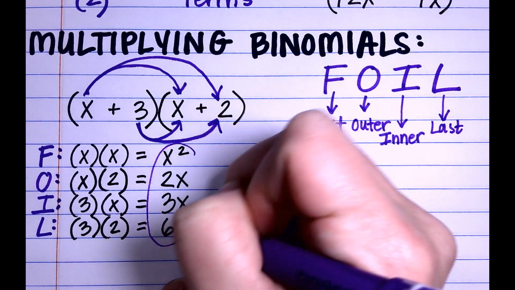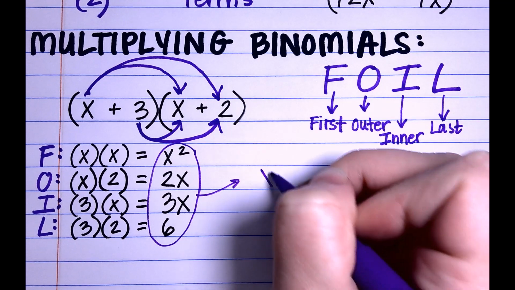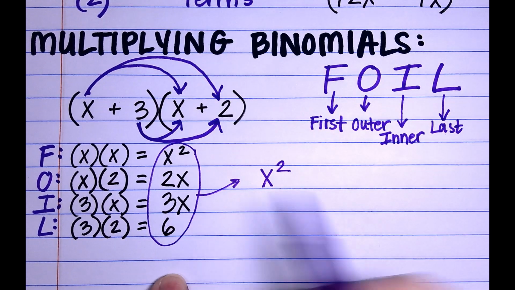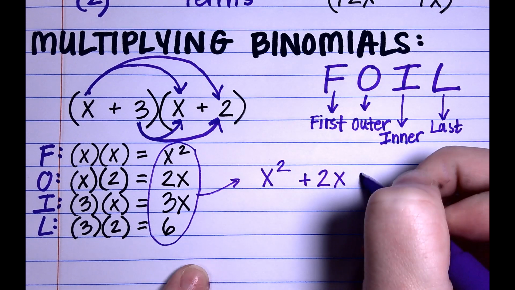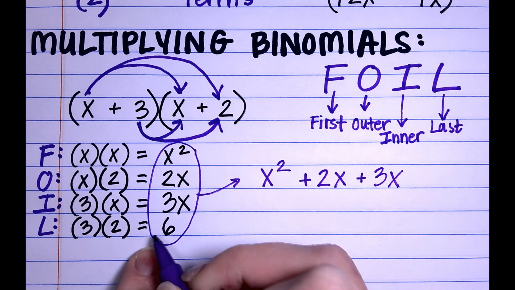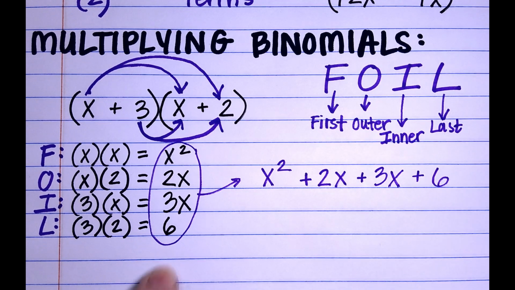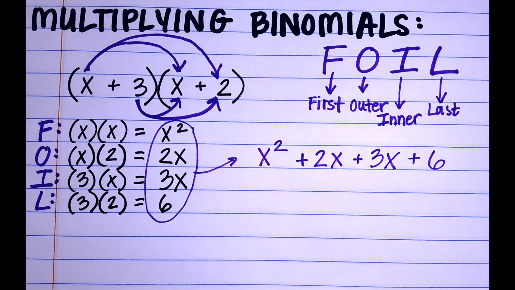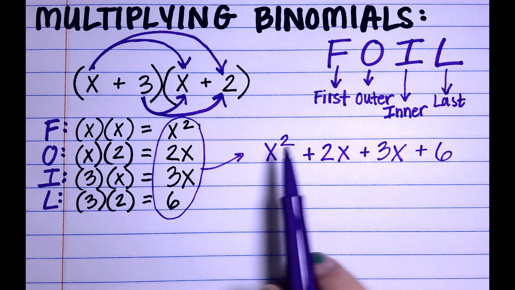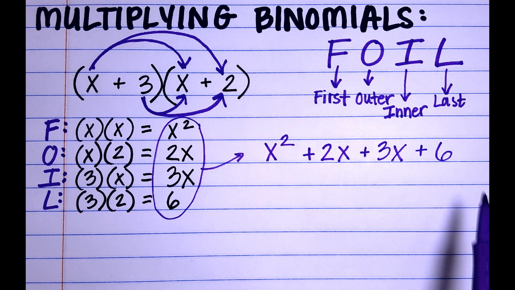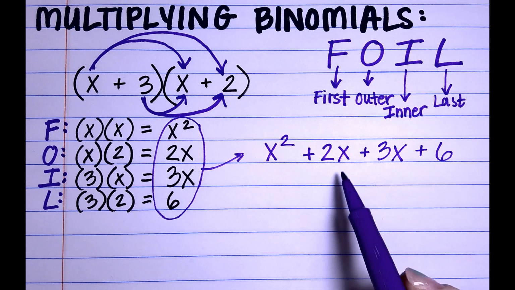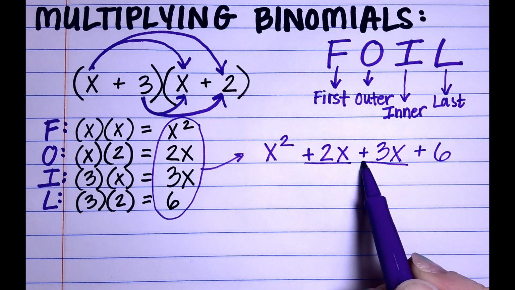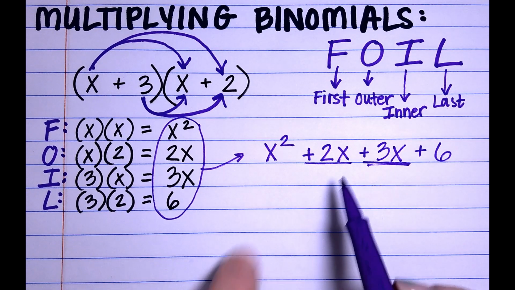I have x squared plus 2x plus 3x plus 6. Okay. X squared plus 2x plus 3x plus 6. And there's one more thing I can do. Yes, that's the last step.